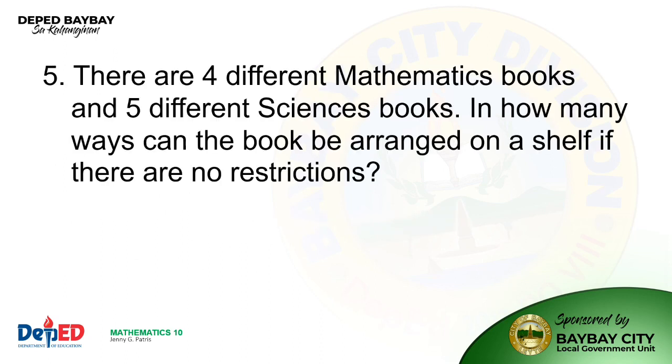Number 5. There are 4 different mathematics books and 5 different science books. In how many ways can the books be arranged on a shelf if there are no restrictions? You are given a few seconds to answer. If your answer is 362,880, then you are excellent.